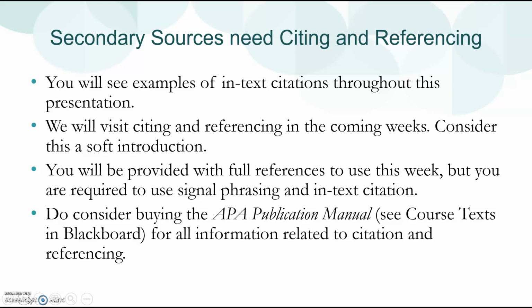I would say that you should seriously consider buying, if you can, the 7th edition of the APA manual. It's an informative text. It gives you more information than just citation and referencing. It has a whole host of other mechanics, how to write, how to use bias or how to avoid bias in your writing. So it's a really comprehensive book that I would recommend buying.